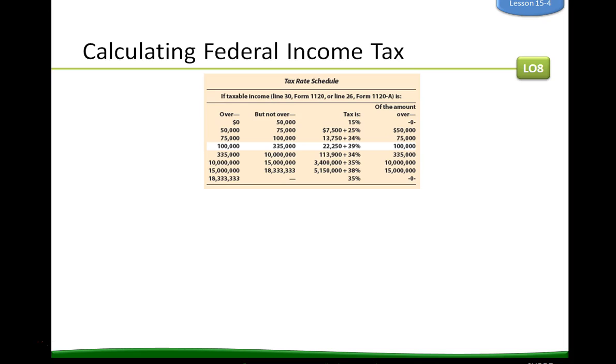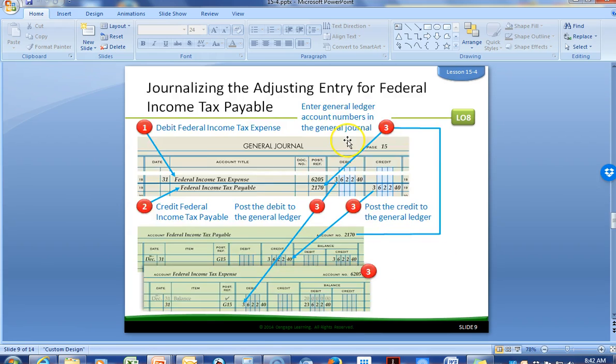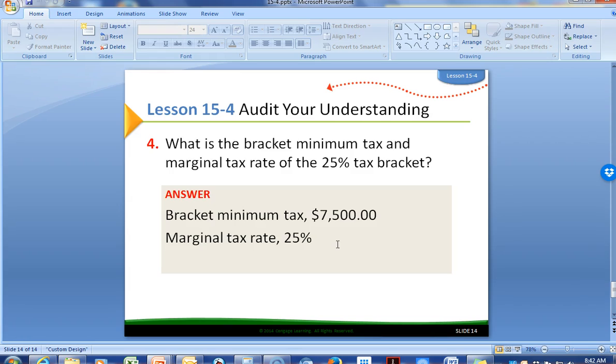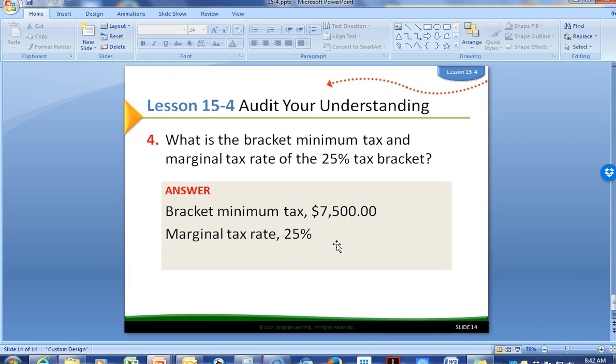What is the bracket minimum tax and marginal tax rate of the 25% tax bracket? Right here. So the bracket minimum tax, $7,500, and marginal tax rate, 25%. Okay, we're going to skip down. $7,500 and 25%. And that is it.